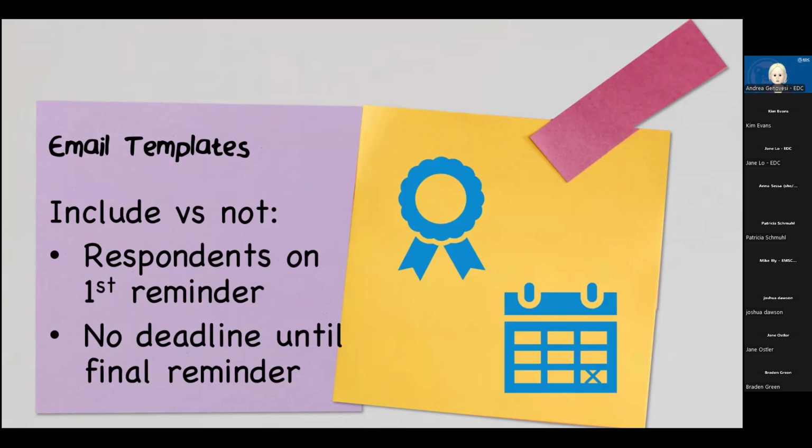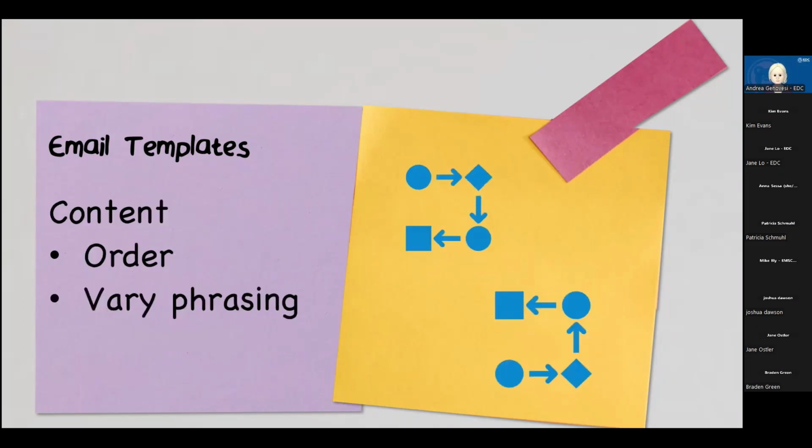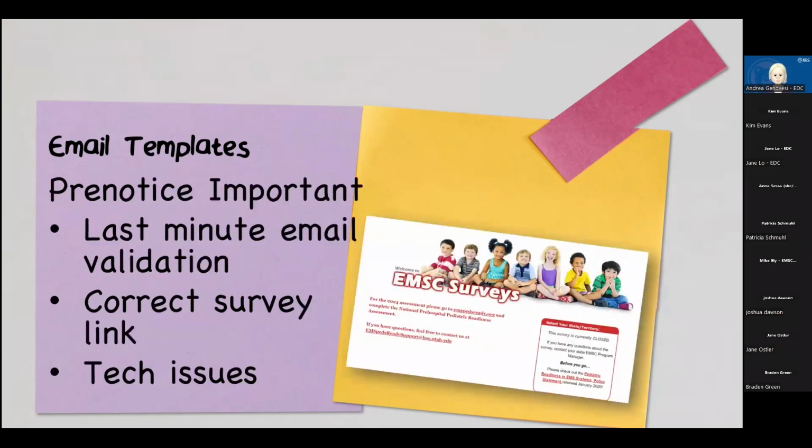And then also, what to include and not to include. For example, in that first reminder, it's important you include the respondents because you're also thanking them and creating a social contract. And don't include the deadline until the final reminder. With the content too, the order in which it appears is really important, as well as varying the phrasing of how you say it. That's also really important and improves response rates.